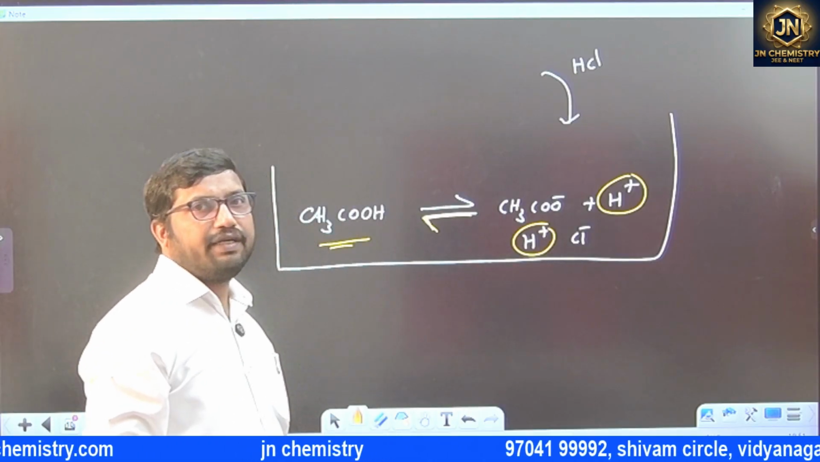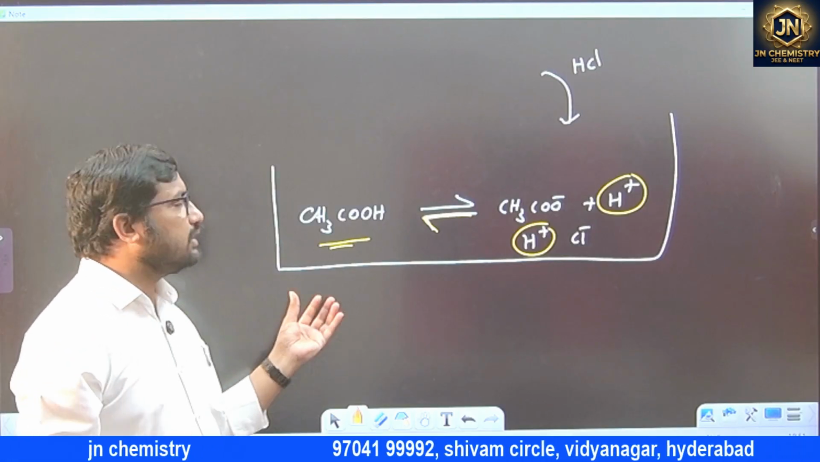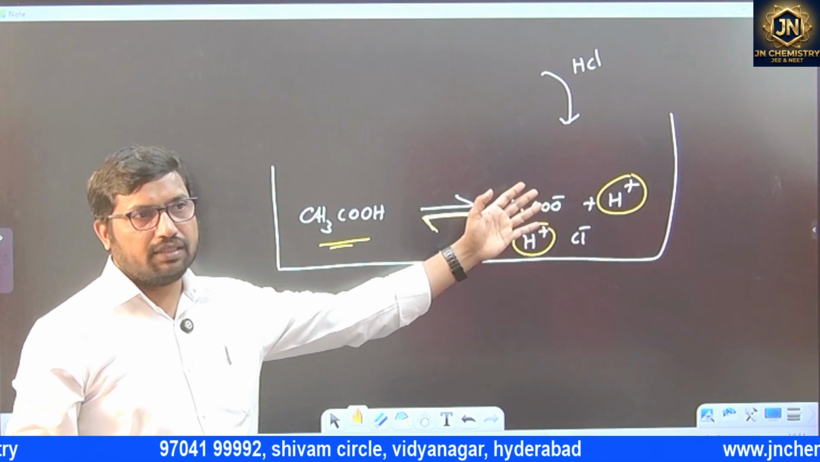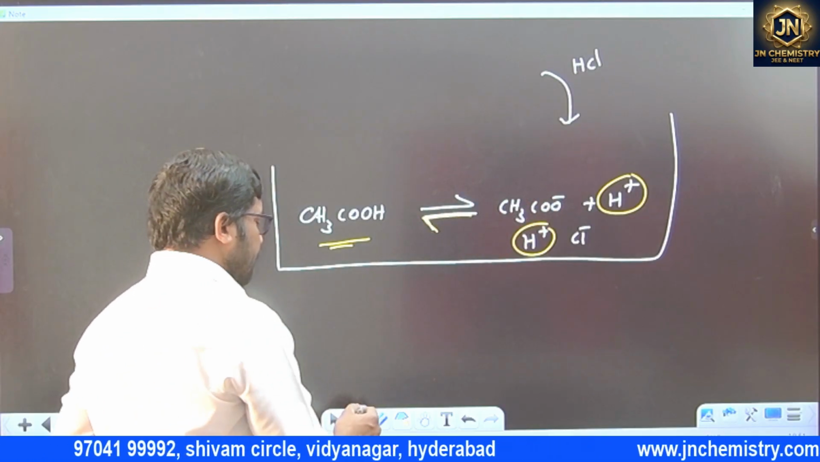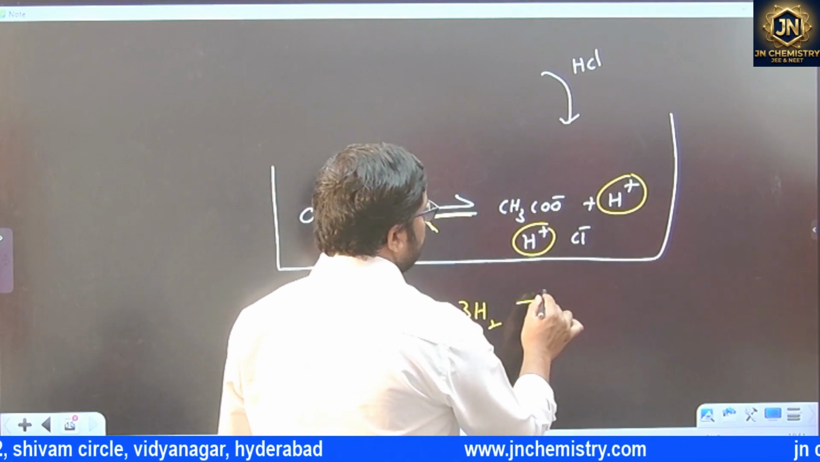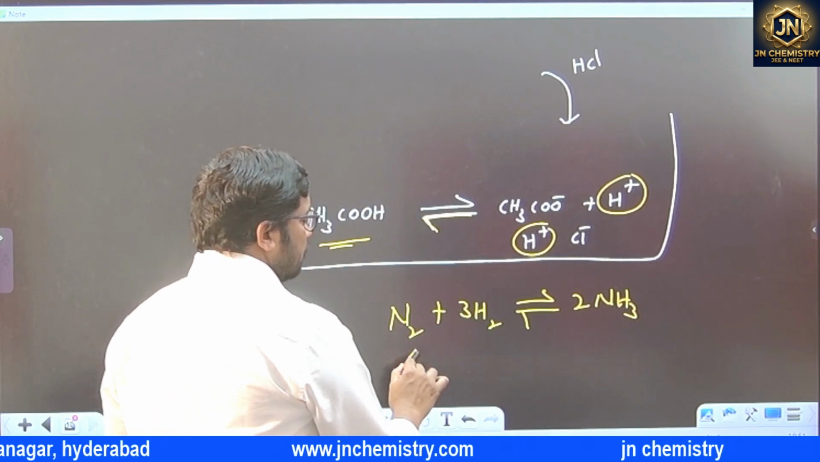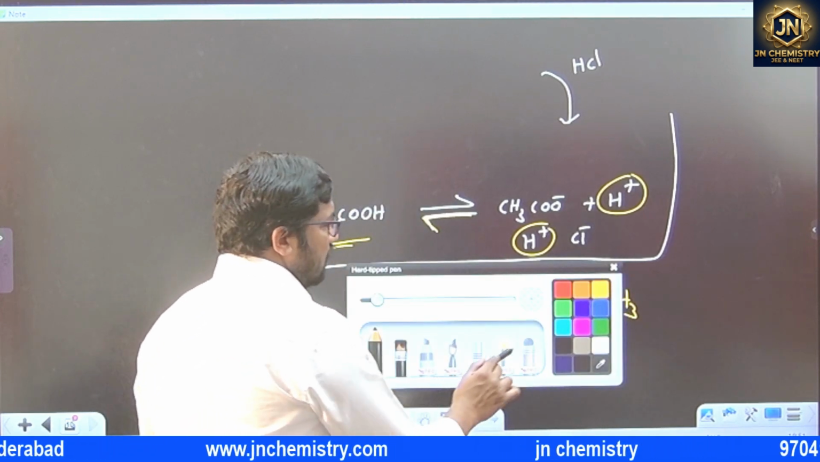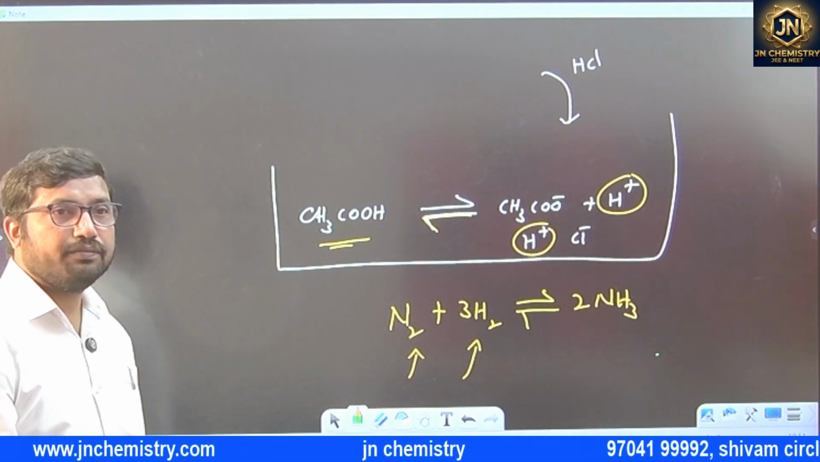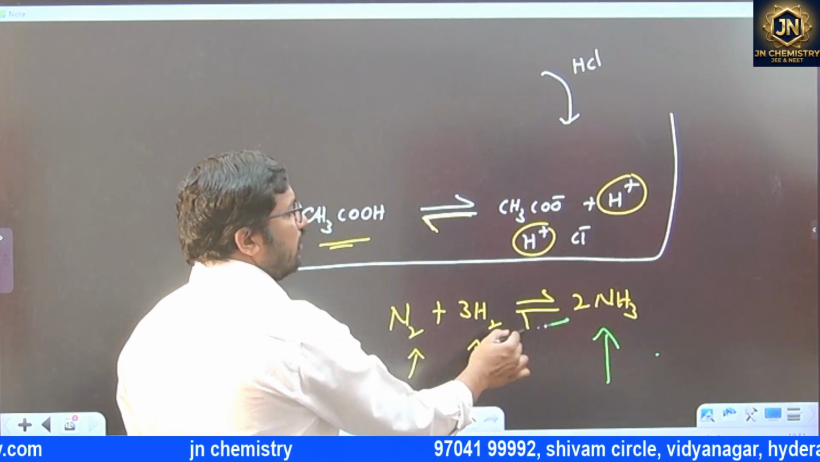Because of the common ion effect, according to the Le Chatelier principle, if the concentration of reactants increases, the reaction moves in the forward direction. For example, in the preparation of ammonia, N2 plus 3H2 gives 2NH3. If you increase the concentration of nitrogen and hydrogen, it moves in the forward direction. In the same way, if you increase the concentration of ammonia, the backward reaction takes place.